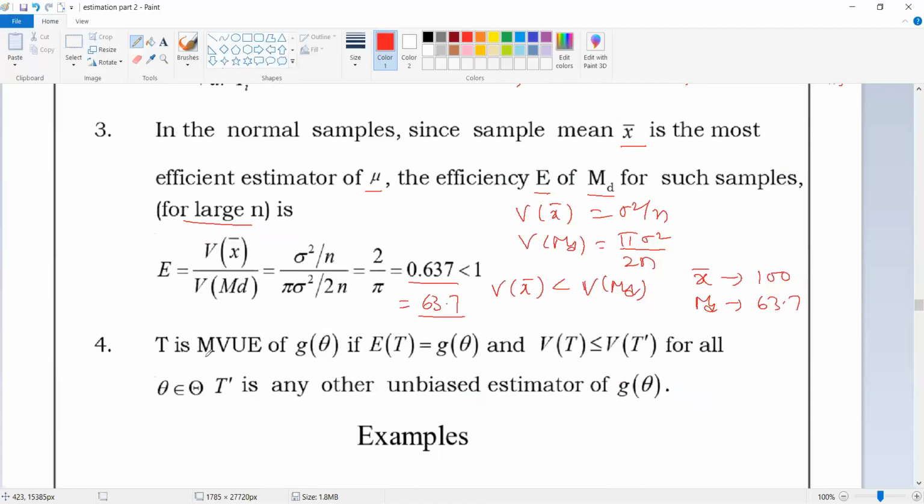T is the minimum variance unbiased estimator of g of theta. MVUE means minimum variance unbiased estimator of g of theta. Expectation of T is equal to g of theta, and variance of T is less than or equal to variance of T dash, where T dash is any other unbiased estimator of g of theta. So these two conditions are satisfied: first, unbiasedness, and second, minimum variance. Then T is called the minimum variance unbiased estimator. This is a very important topic from the examination point of view.